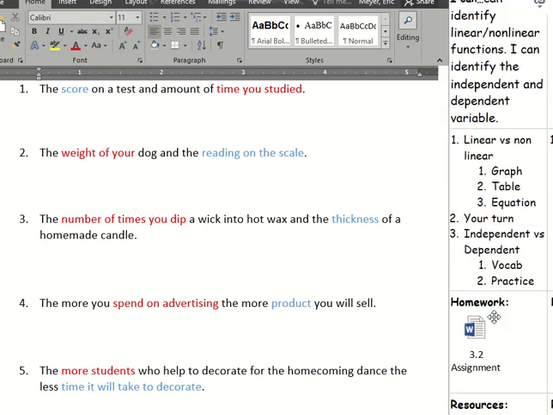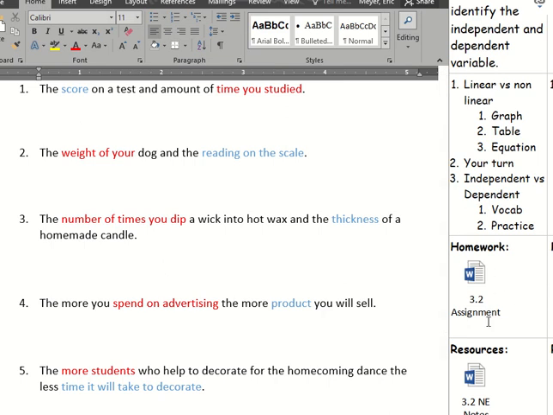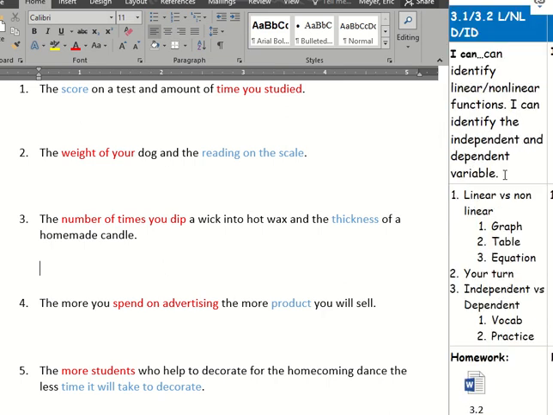Your homework is actually a worksheet, so it's got some graphs on there, and then on the back there's some that are just like this. You got this, guys. I believe in you.